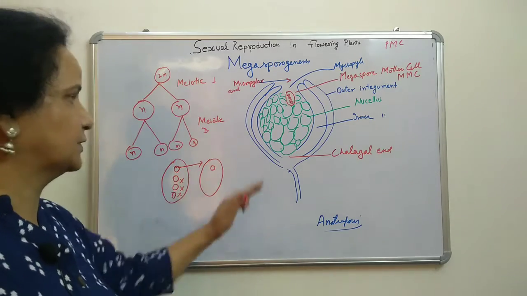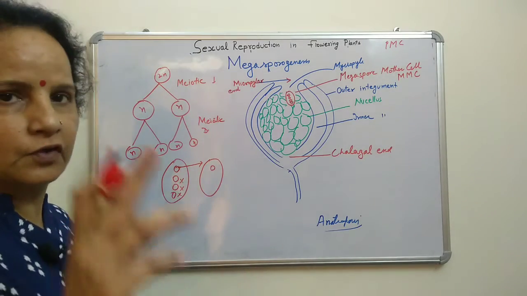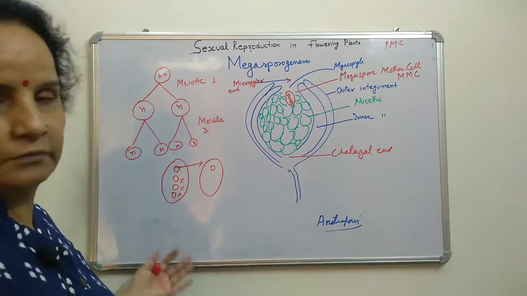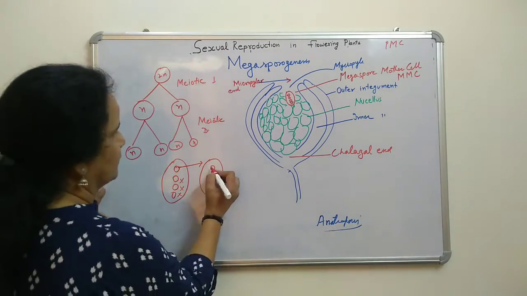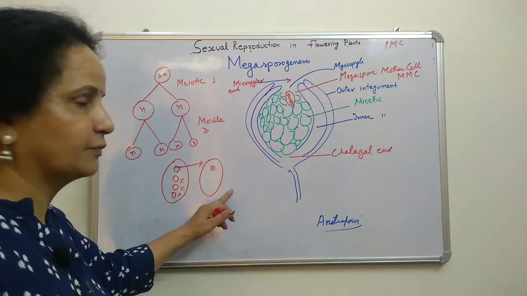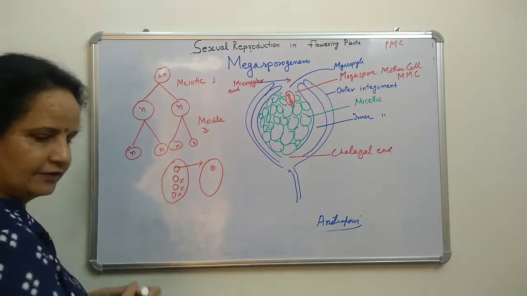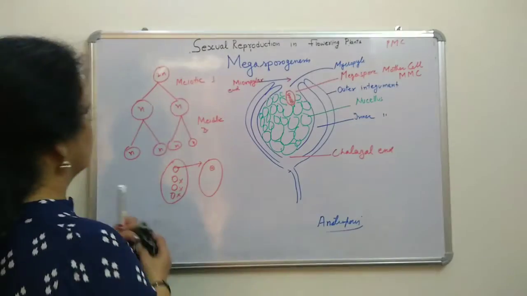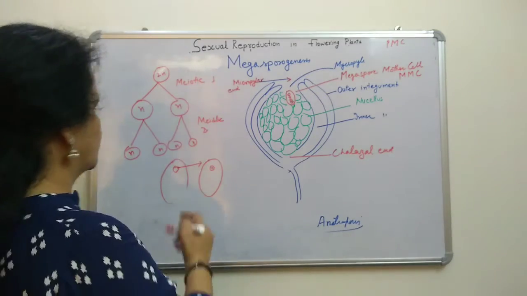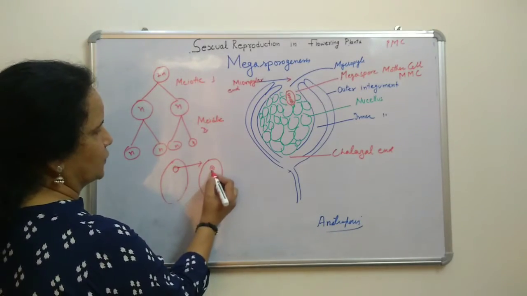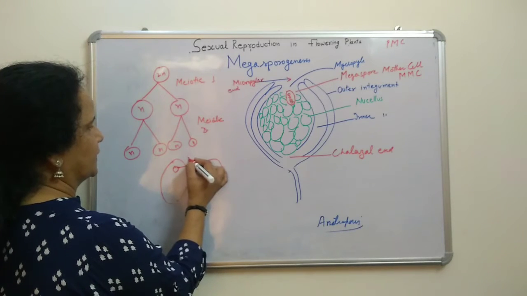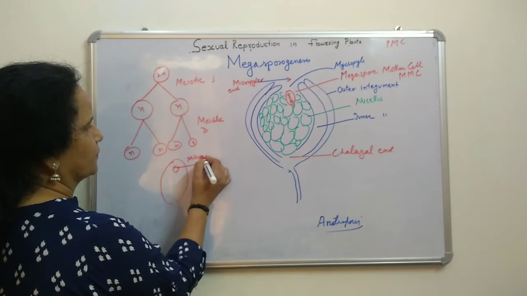Now after this it will go for mitosis. Meiotic division occurs only one time. Then we have the haploid number of cells. Now what will happen after this? All these three will degenerate, and the functional one will divide by mitotic division. So after this we write mitosis.